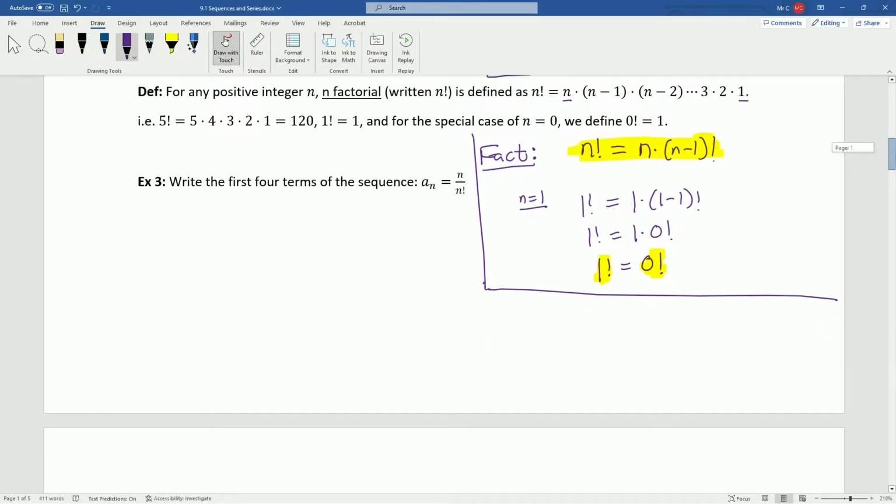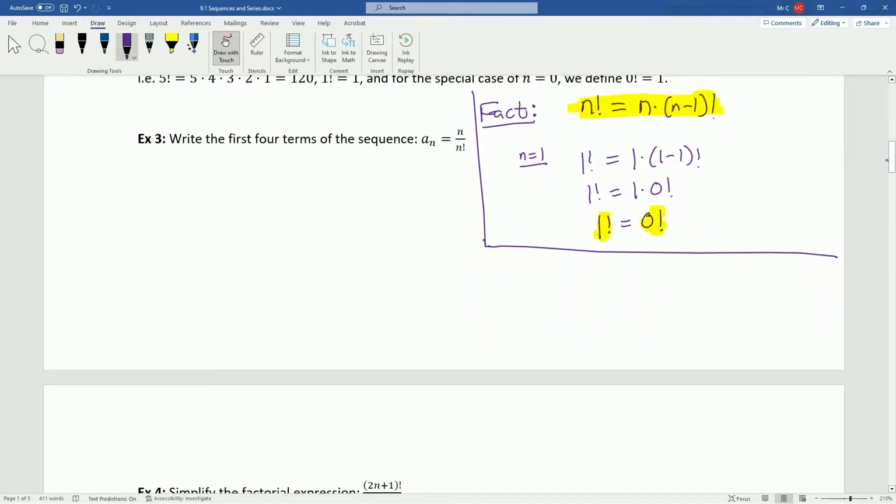So let's go ahead and start diving into some examples here. So example 3, write the first 4 terms of the sequence, a sub n equals n over n factorial. So a1 here is 1 over 1 factorial, which is 1 over 1, which is 1. a2 is 2 over 2 factorial. That's 2 divided by 2 times 1, which is just 1.